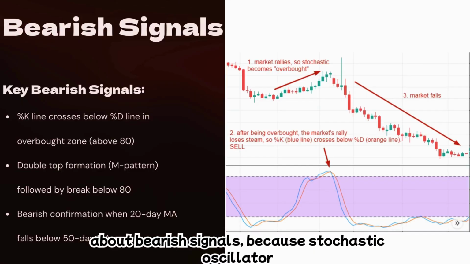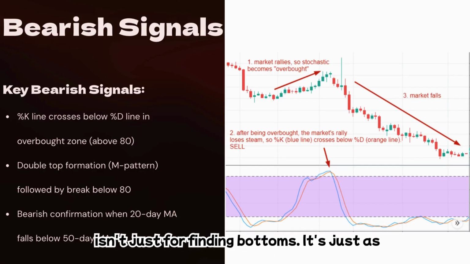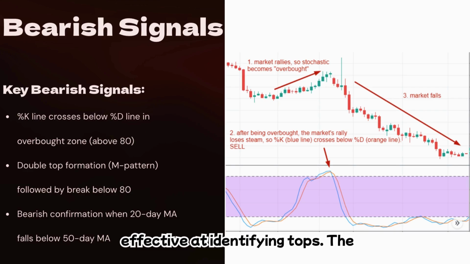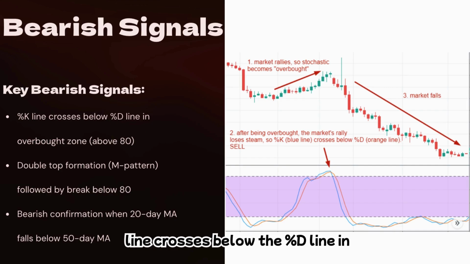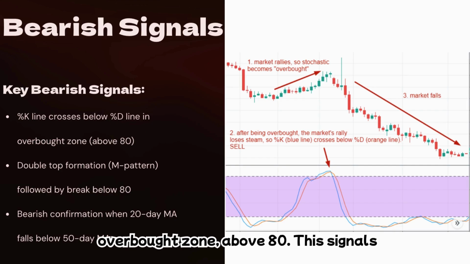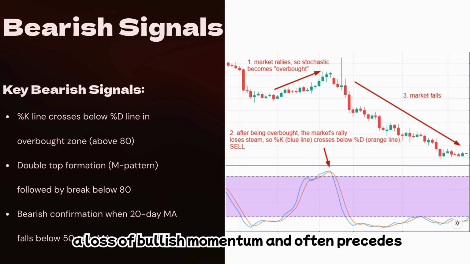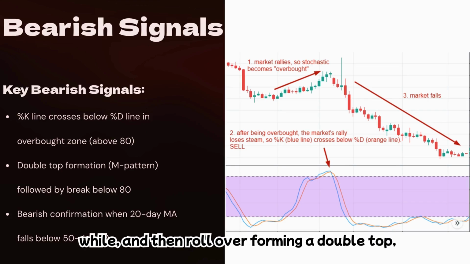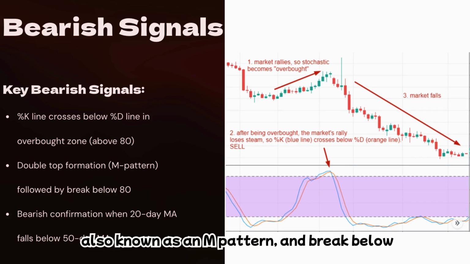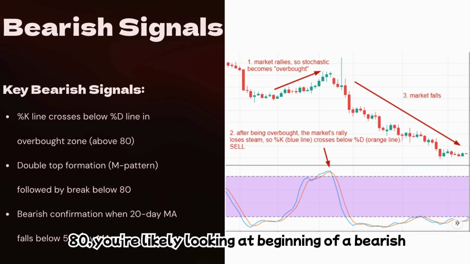Now let's talk about bearish signals, because stochastic oscillator isn't just for finding bottoms, it's just as effective at identifying tops. The most straightforward sell signal is when the %K line crosses below the %D line in the overbought zone, above 80. This signals a loss of bullish momentum and often precedes a short-term correction. If both %K and %D have been hovering above 80 for a while and then roll over forming a double top, also known as an M pattern, and break below 80, you're likely looking at the beginning of a bearish move.